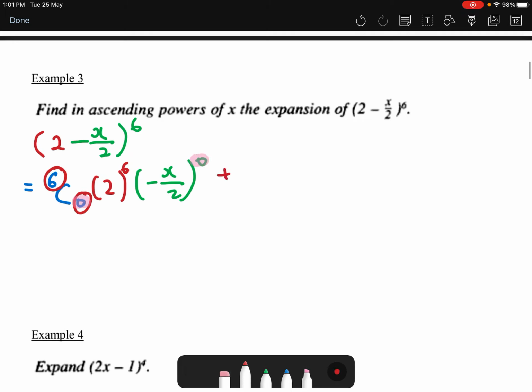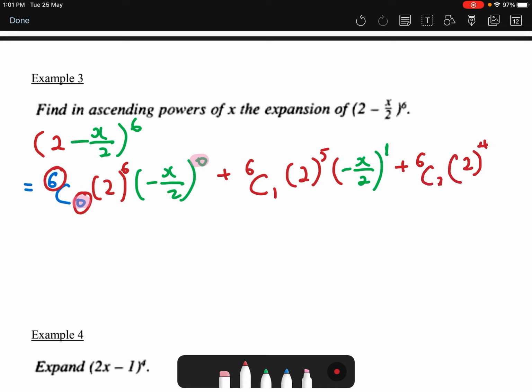Okay, second term will be 6 choose 1, 2 to the power, then minus x over 2. Then 6 minus 1 is 5, and the green color bracket is just 1. Follow. Next, 6 choose 2, so 2 to the power of 4, 6 minus 2, right? So x over 2 to the power of 2.